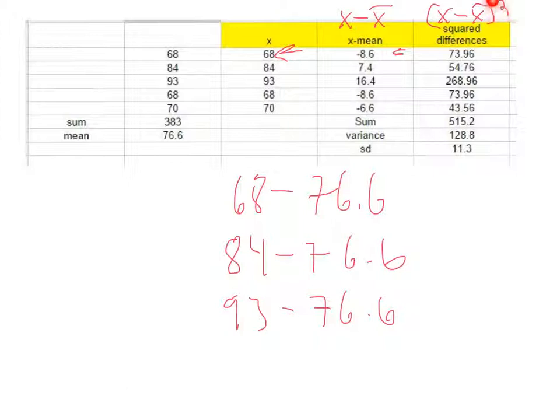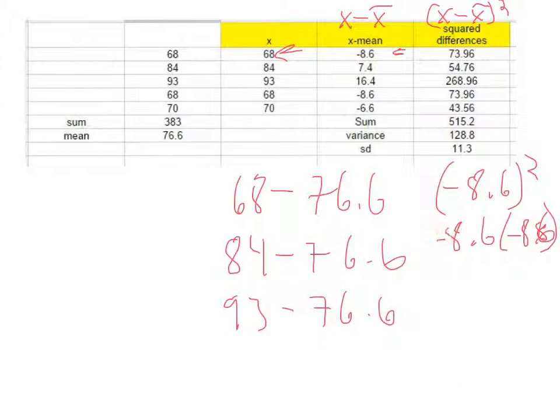So then you have to square those differences. And you've got to remember order of operations. If you take negative 8.6 and square it, that's like saying 8.6 times 8.6, or negative 8.6 times negative 8.6, and we know that a negative times a negative makes a positive. So that's one reason why we square them, to get rid of the negatives. Okay, and that's what I did for each one of these. I took this number and squared it, I took this number and squared it, and so forth.